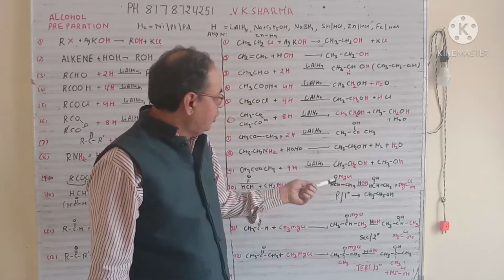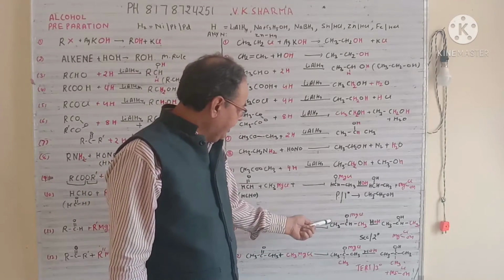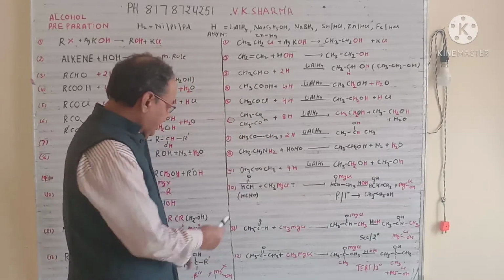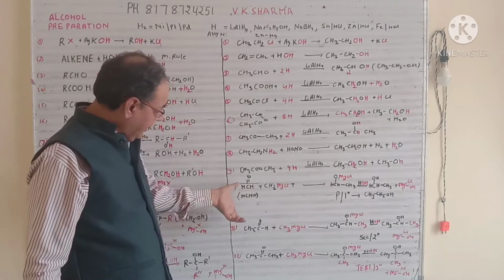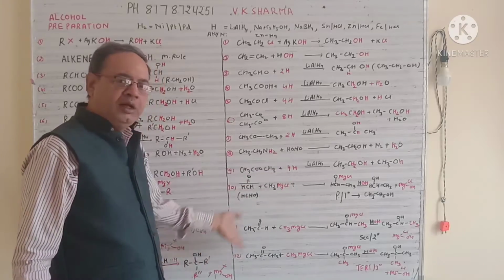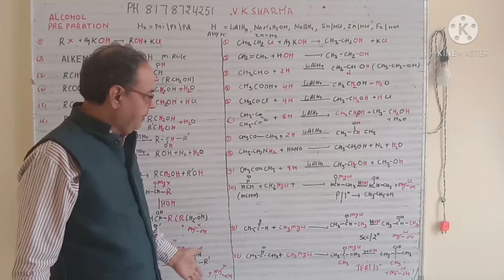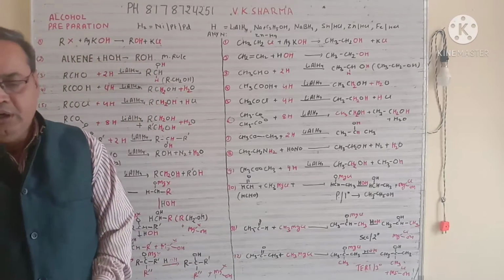So this is your 1 degree alcohol. This is your 2 degree alcohol here, and it is your 3 degree alcohol. So these three are used for the primary, secondary and tertiary alcohol. So just keep in mind, HCHO will give you primary alcohol, RCHO will give you secondary alcohol, ketone will give you tertiary alcohol. Carbon may be different in tertiary and secondary. So this is your concept about preparation of alcohol.